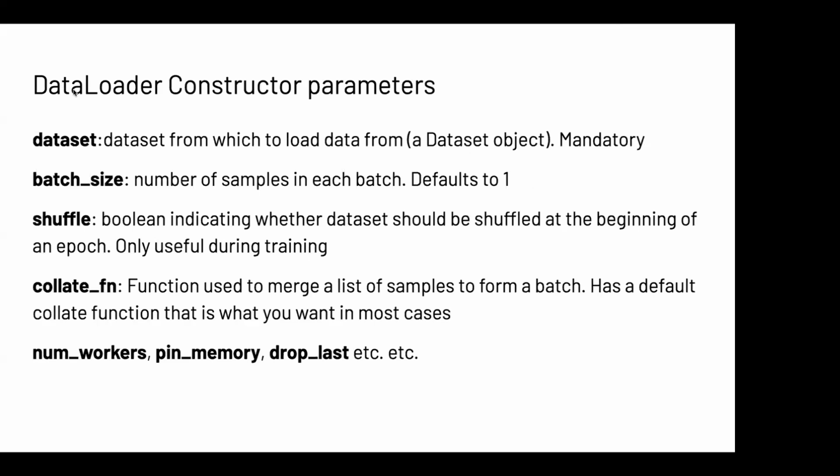So data loader class. What are the parameters of the constructor for the DataLoader class? First is the dataset, and that is the only necessary parameter. The dataset is the dataset from which you would load. Importantly, this is a dataset object. Remember the dataset class we talked about before? It's that. This is mandatory.